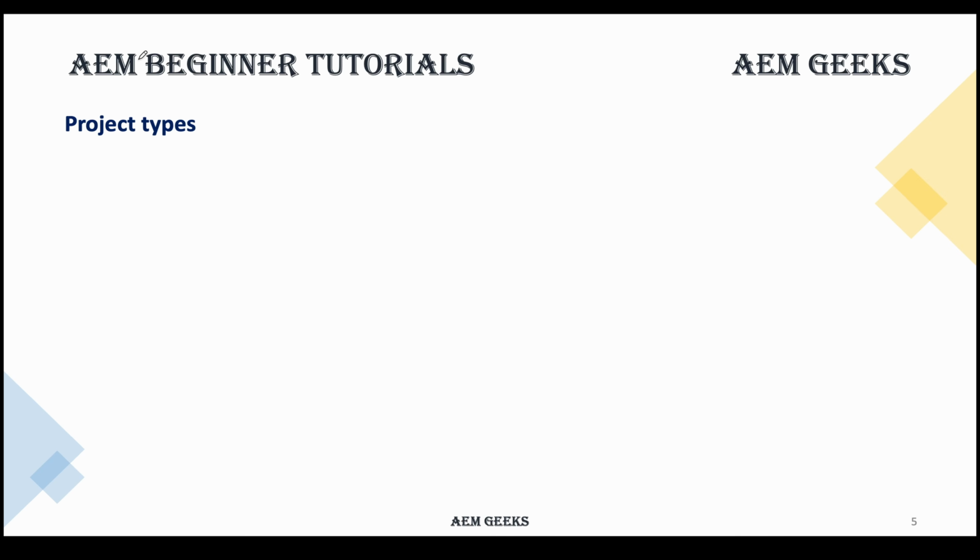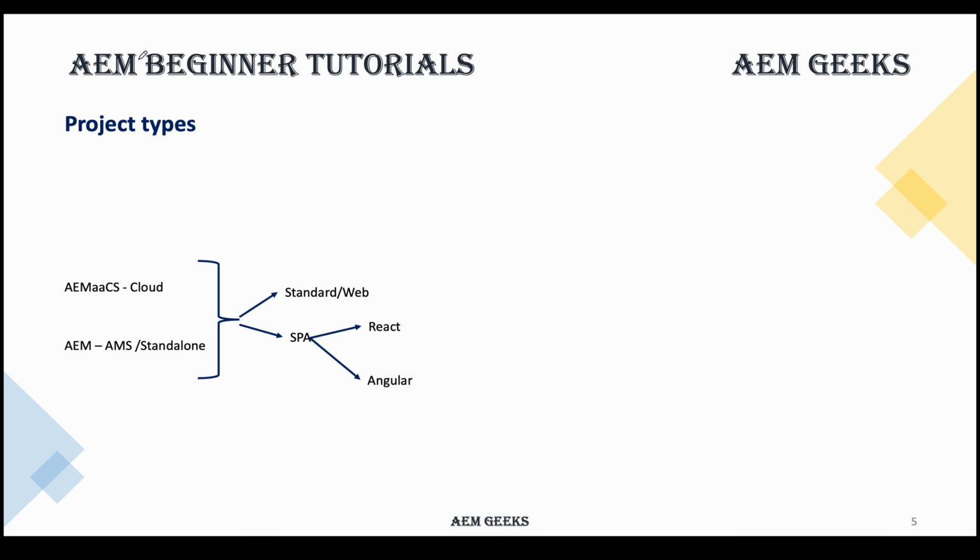Okay, as I said in the previous tutorial, there are two types of project you can create. Let me explain that in detail. You can create a project as AEM as a Cloud Service, or you can create standalone. In each you have two variations. You can have standard or web project, or you can have SPA kind of project. Inside SPA again you can have two kinds of projects. One is React, one is Angular. So these are the combinations you can create using this archetype, using your properties. Means you can have all these projects for this and for this.